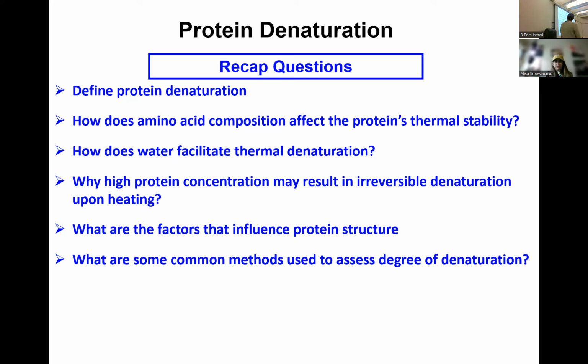Why may high protein concentration result in irreversible denaturation upon heating?